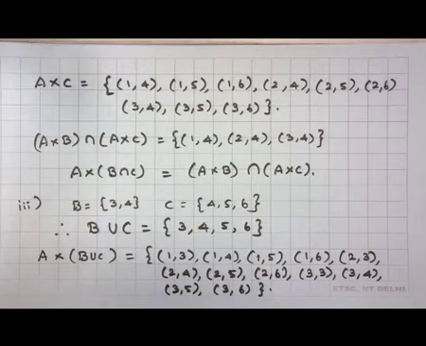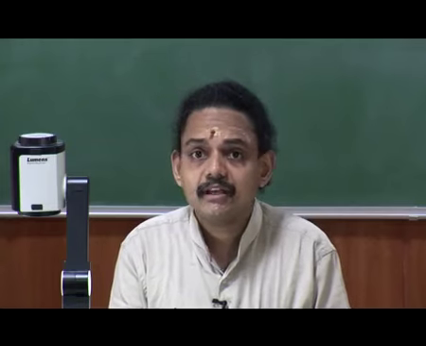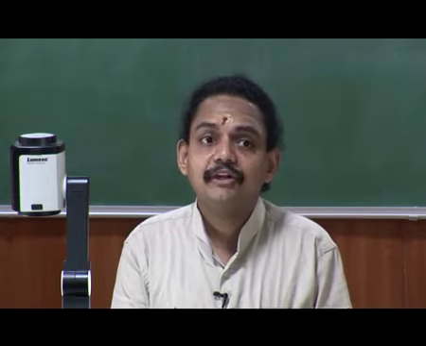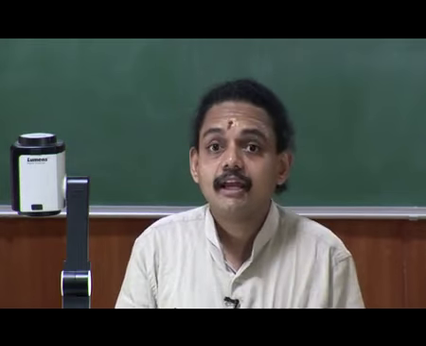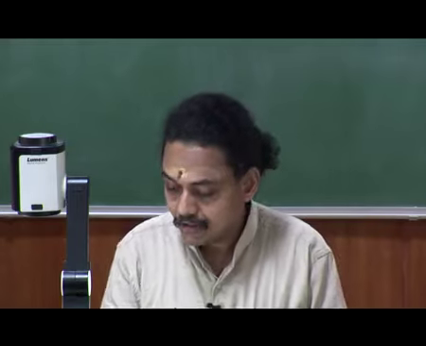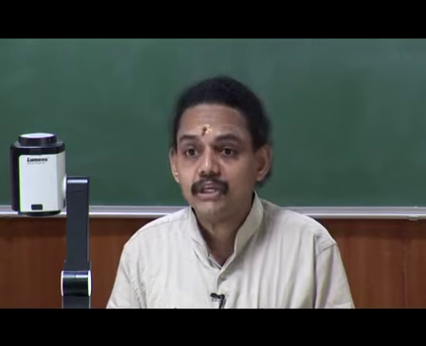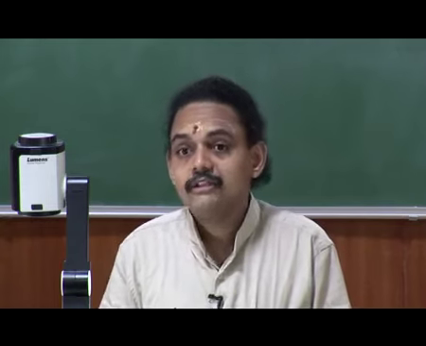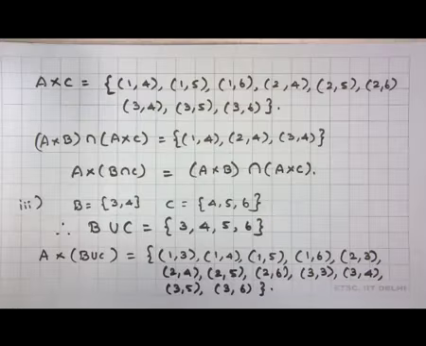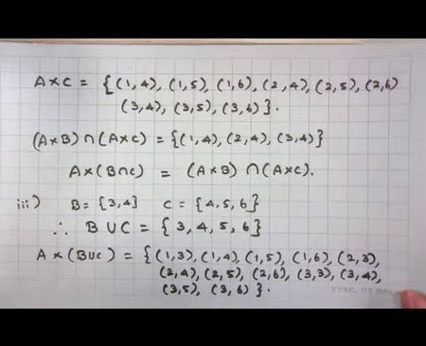Well, we all know that the number of elements in A cross B is going to be the number of elements in A times the number of elements in B. Now, the number of elements in A is 3 and the number of elements in B union C is 4. Therefore, the number of elements in A cross (B union C) is going to be 3 into 4, which is 12, and you can notice that 1, 2, 3, 4, 5, 6, 7, 8, 9, 10, 11, 12. Therefore, we have not missed any element of A cross (B union C).